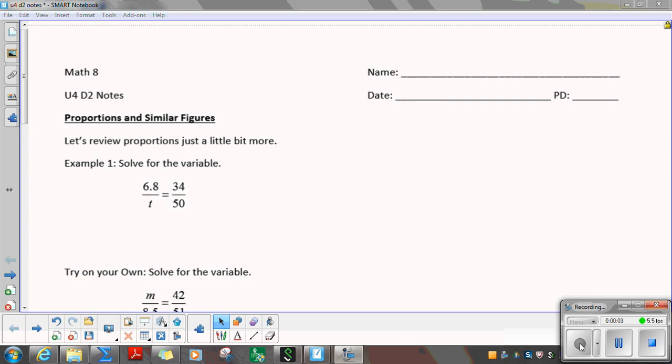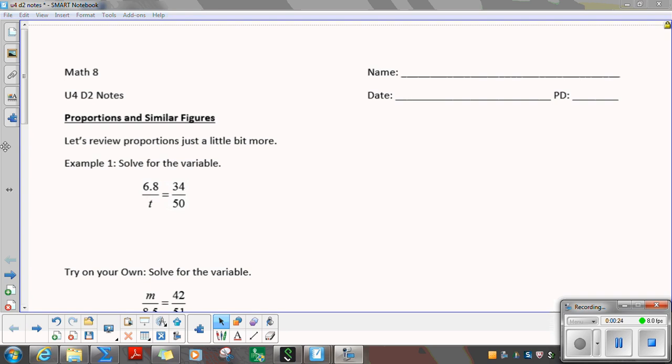Hello everybody, today we're going to be starting day 2 of Unit 4. Again, you probably have already seen this. We're just going to go over it again to make sure you fully understand it. So day 2, Unit 4 notes, proportions. We're going to do a little bit more on proportions and specifically similar figures.